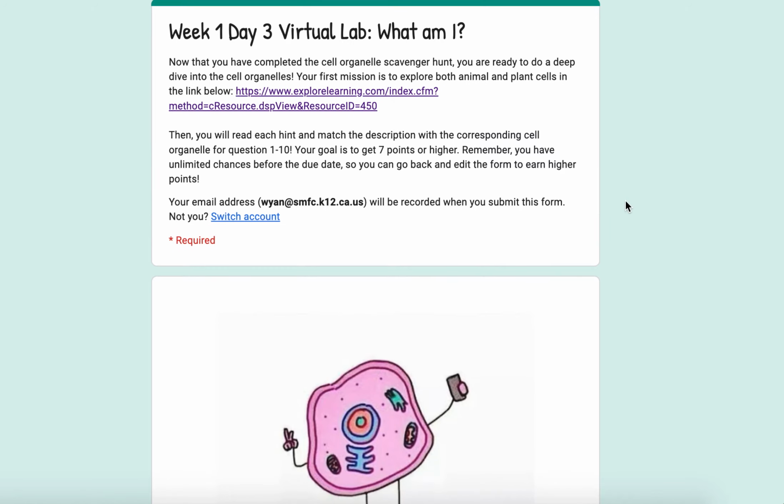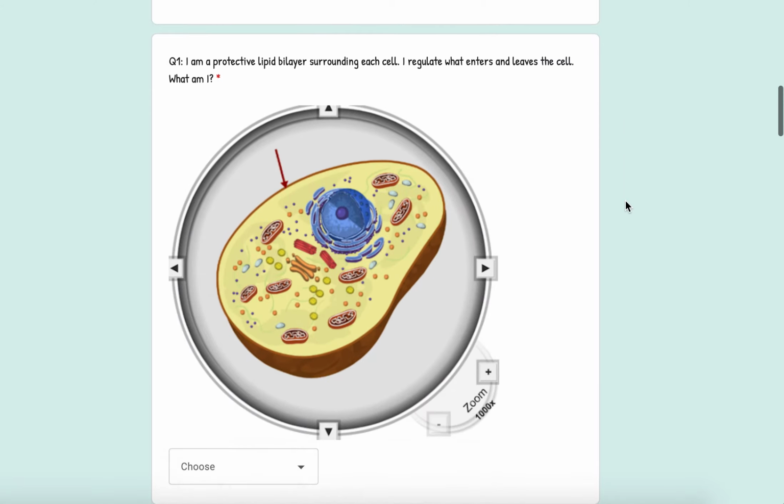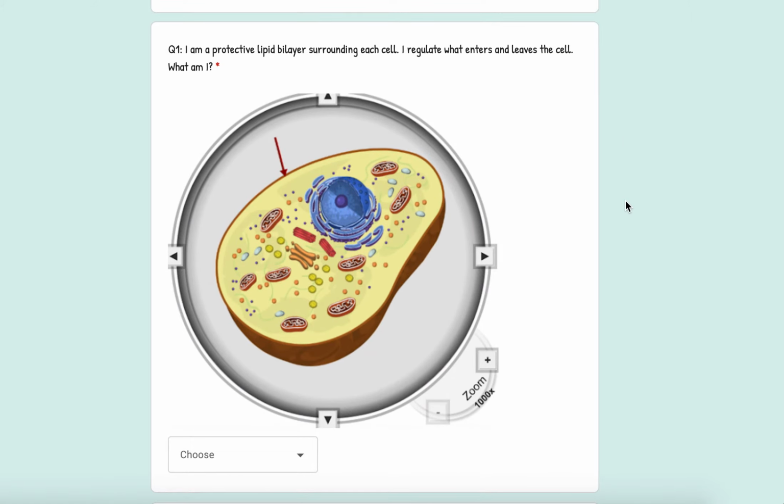Now, let's take a look at the first two. The first one is question 1. I am a protective lipid bilayer surrounding each cell. I regulate what enters and leaves the cell. What am I?